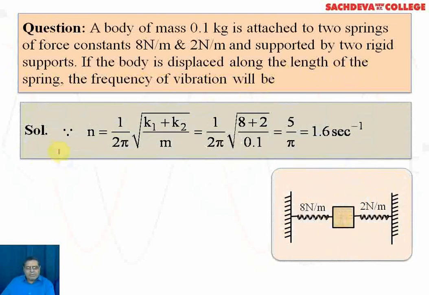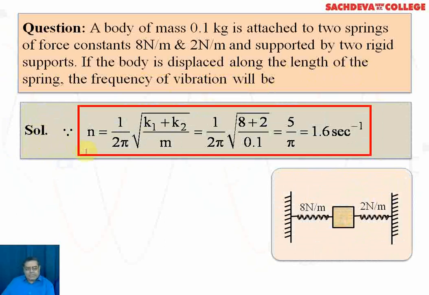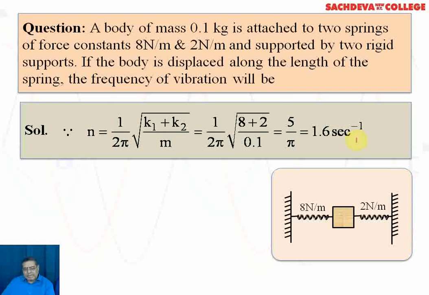So here frequency is 1 over 2 pi under root k by m, but k is the total constant, that is k1 plus k2. We put the values and the result will be 1.6 per second. So in the figure it is mentioned 8 Newton per meter and 2 Newton per meter, that is the force constants. After calculation, the result comes to be 1.6 per second.